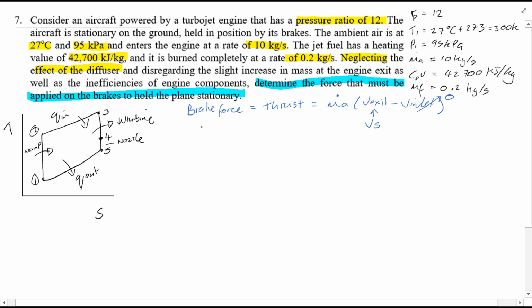We're only given values for point 1, so we're going to have to start with these values and work our way around the diagram in order to find this V5 value, and that's what we need to know.